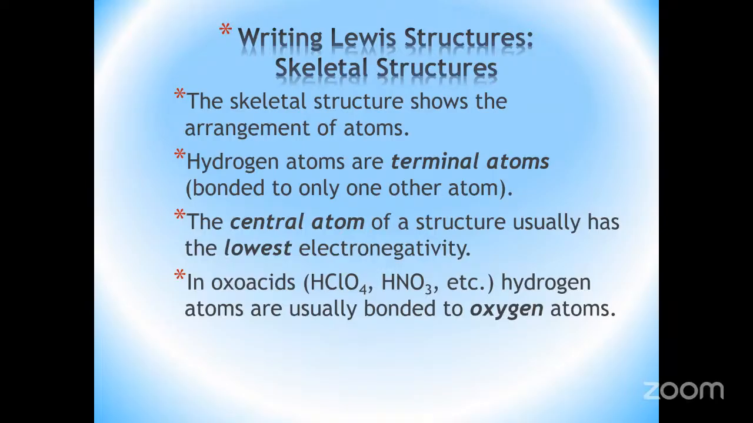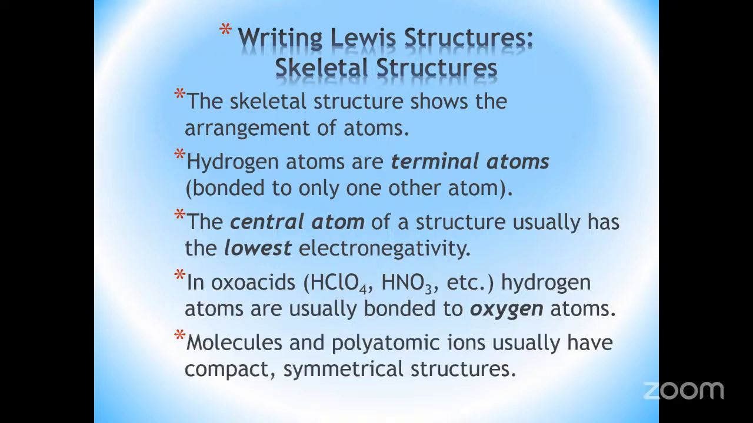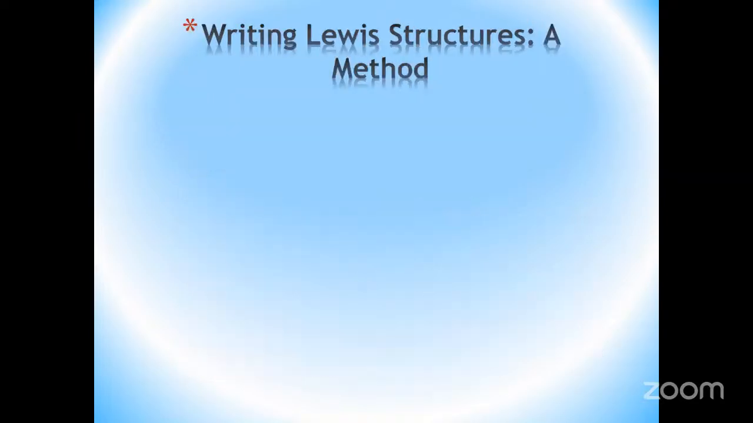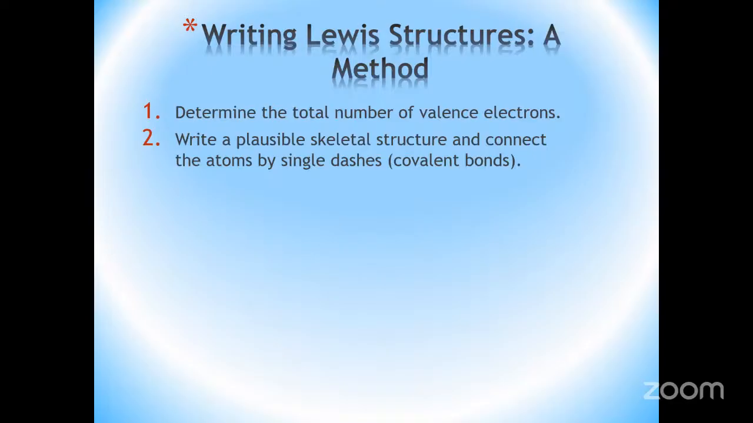The central atom of the structure is usually the one that is lowest in electronegativity, all right? And then we have the situation of oxyacids, where if you have hydrogen atoms in oxyacids, they must be bonded to oxygen atoms, all right? And then finally here it says molecules and polyatomic ions usually have compact symmetrical structures. So those are just some guidelines for determining the Lewis structure. Now there's a step-by-step description right here.